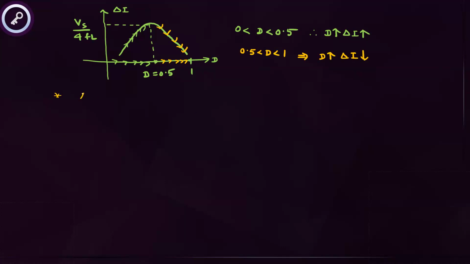What is the maximum value of ripple current? The maximum value of ripple current is equal to Vs by 4FL. We know this: if the inductance L is increased, whether it is the filter inductance or load inductance, the ripples reduce. That is, by increasing the inductance, we can reduce the ripples.